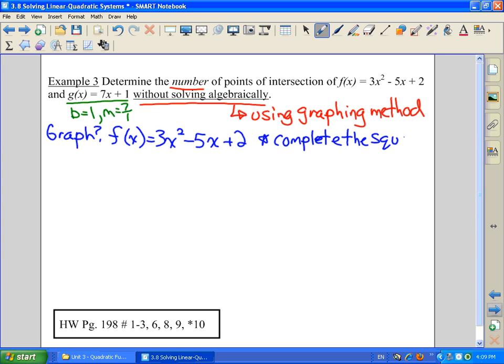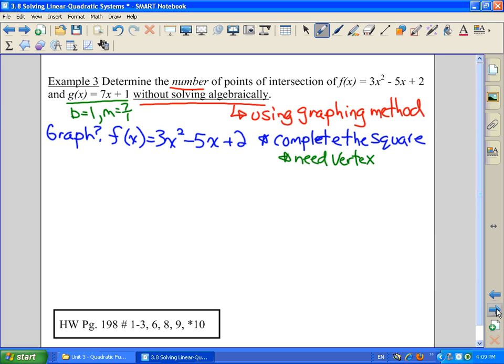Okay, so let's do that. And the frustration is going to lie here, folks, that we're going to have some fractions. So just have some patience as we do this. Okay, because we need the vertex, right? That's why we're completing the square. All right, here we go.